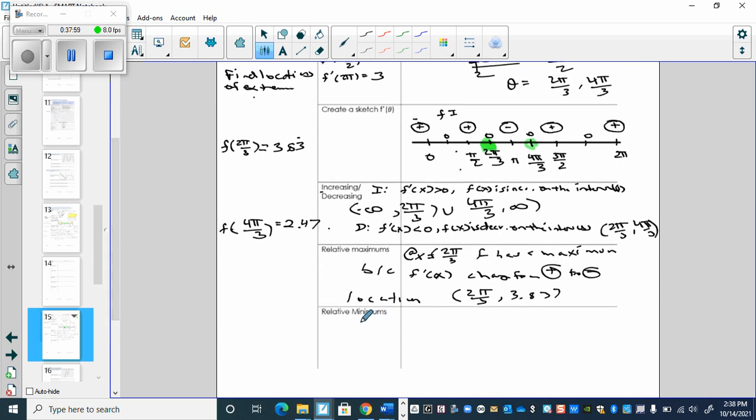Next, it says at x equals 4 pi over 3, f has a minimum. Location is 4 pi over 3, comma, 2.47. And that's all she wrote.